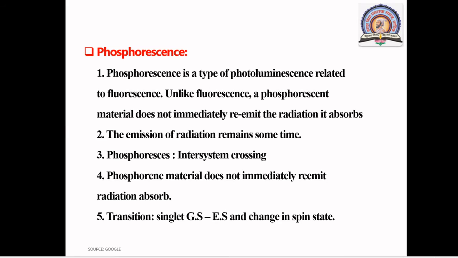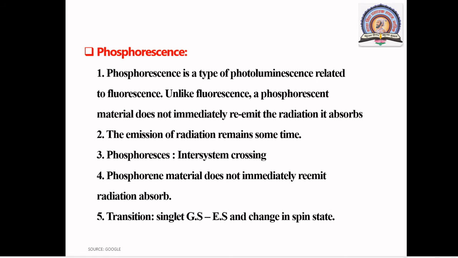As a result, the excited electron can become trapped in the triplet state, from which the only transition available to return to the lower energy state is a forbidden transition.